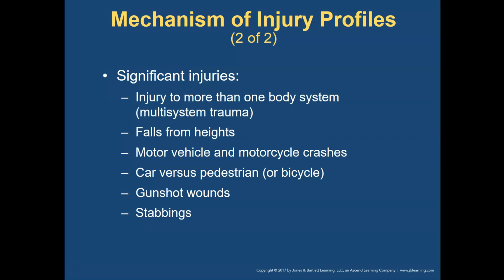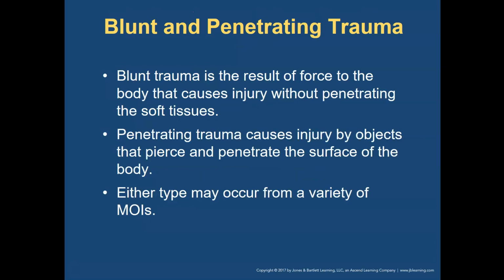Motor vehicle, motorcycle crashes, we're still talking about significant MOIs. Car versus pedestrian, or even a bicycle or motorcycle. You know, car versus pedestrian, more times than not, is not going to be a very good outcome there. Gunshot wounds, stabbings, these are all significant MOIs.